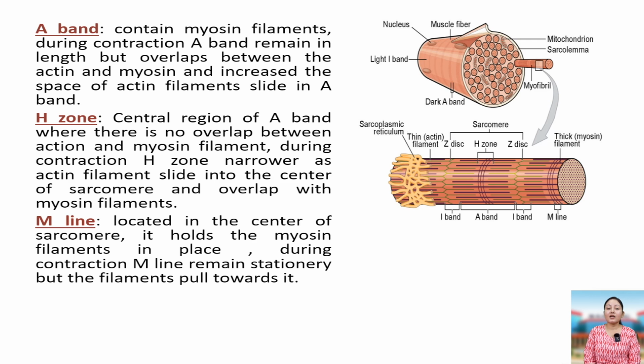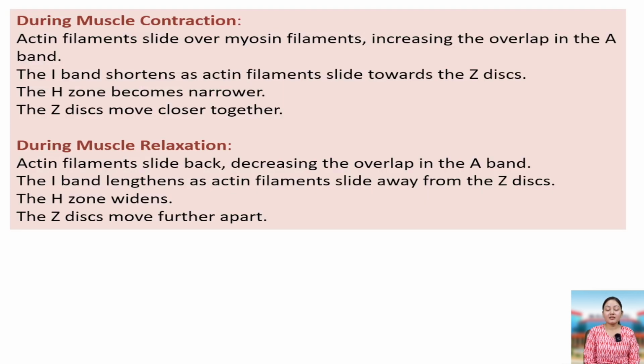And the last is the M line. The M line is located in the center of the sarcomere and holds the myosin filaments in place. Now during contraction, the M line remains stationary but the filaments move towards it. Now during relaxation, they slide back out and the sarcomere lengthens.